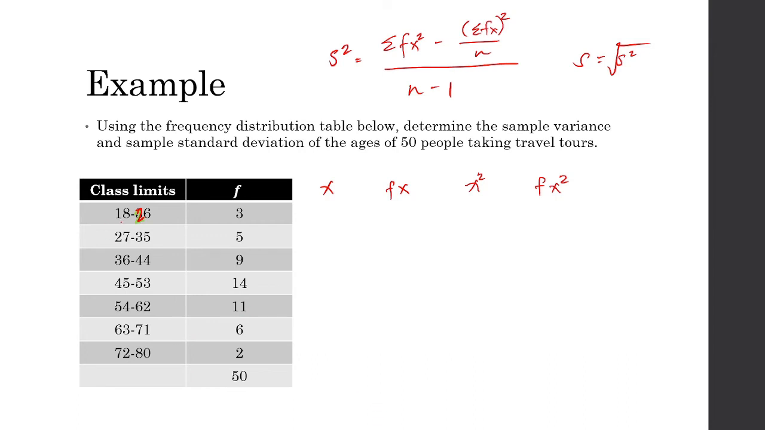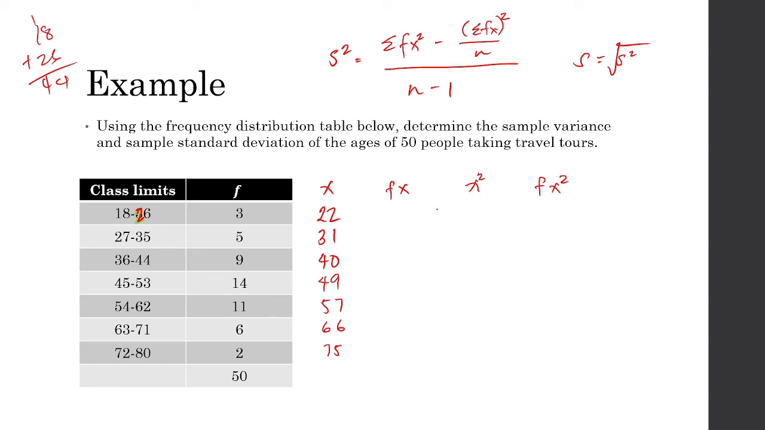So we have here 18 and 26. If you add 18 plus 26, that will be 44, divided by 2, that will be 22. Add 9 na lang ulit. Same for ano yung ginawa natin last time. That will be 31. This will be 40. This will be 49. This will be 57. This will be 66. And this will be 75. Okay. So that is our midpoints.